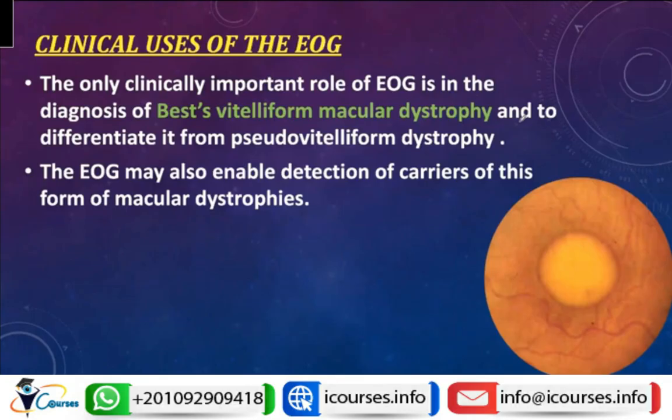One of the most important clinical indications for ordering the EOG is best vitelliform macular dystrophy, in which there is an egg yolk appearance, or one of its stages is called the egg yolk pattern, due to deposition of lipofuscin pigment within the retinal pigment epithelium. The value of this test is that it can differentiate between best vitelliform macular dystrophy and pseudovitelliform macular dystrophy, and not only that, but it can also detect the carrier state. These patients have no clinically visible fundus lesion, but their EOG will be abnormal.